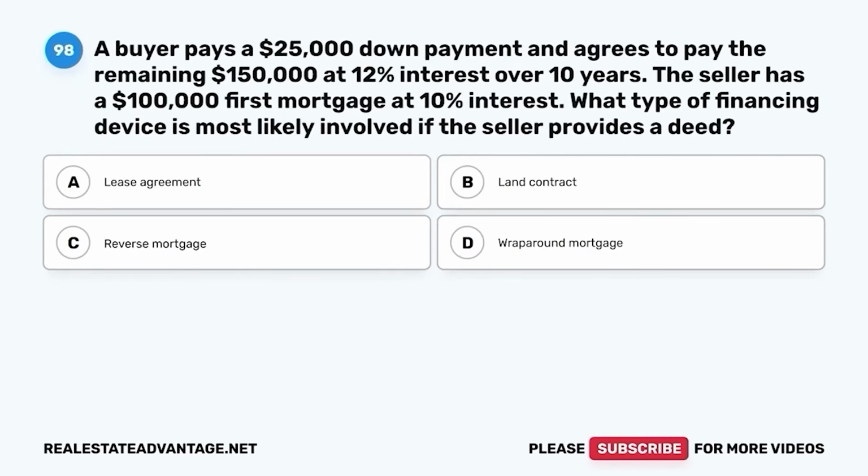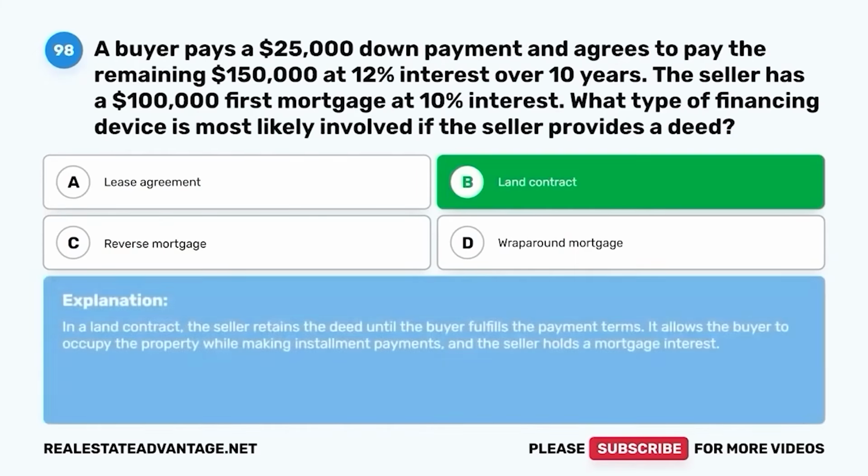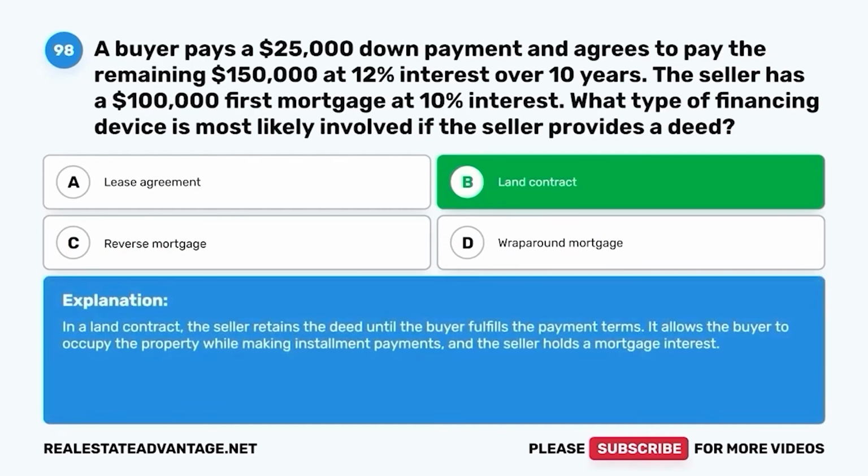Question 98. A buyer pays a $25,000 down payment and agrees to pay the remaining $150,000 at 12% interest over 10 years. The seller has a $100,000 first mortgage at 10% interest. What type of financing device is most likely involved if the seller provides a deed? A. Lease agreement. B. Land contract. C. Reverse mortgage. D. Wraparound mortgage. The correct answer is B. Land contract. In a land contract, the seller retains the deed until the buyer fulfills the payment terms. It allows the buyer to occupy the property while making installment payments, and the seller holds a mortgage interest.